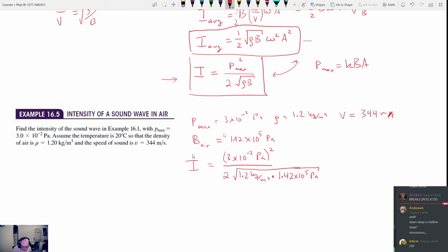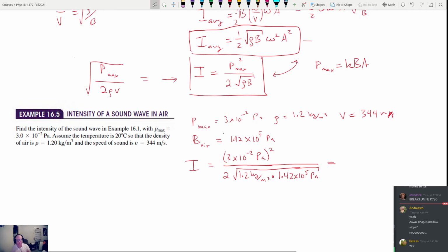Oh, they're not even doing it that way. They're using another version of this equation, where you get P max squared over 2 rho v. Okay, well, we'll do it this way and see if we get the same answer.